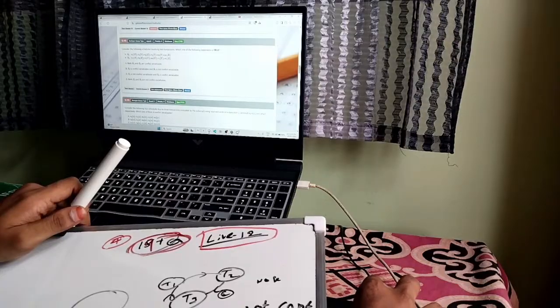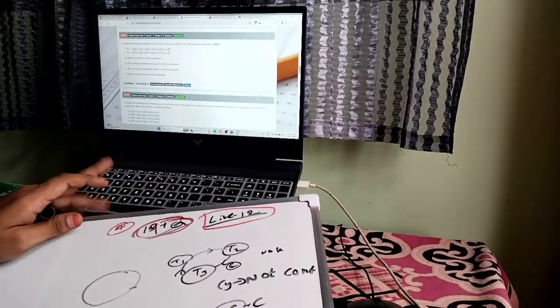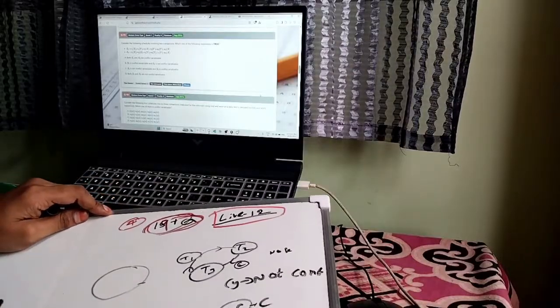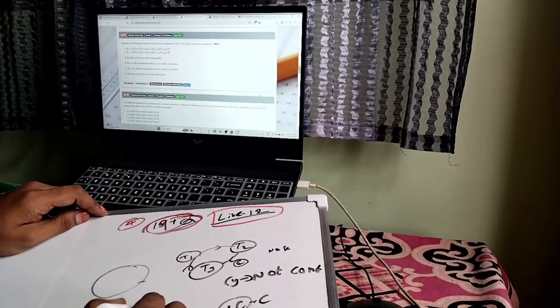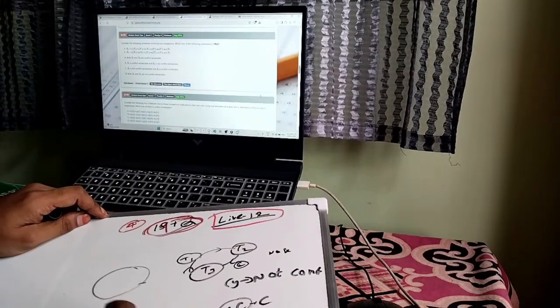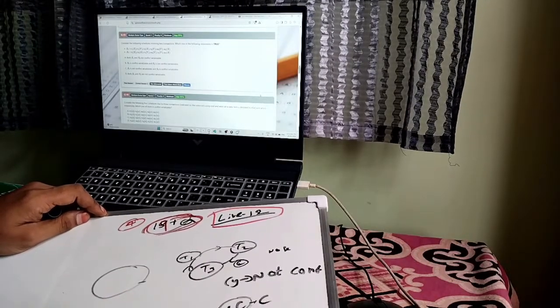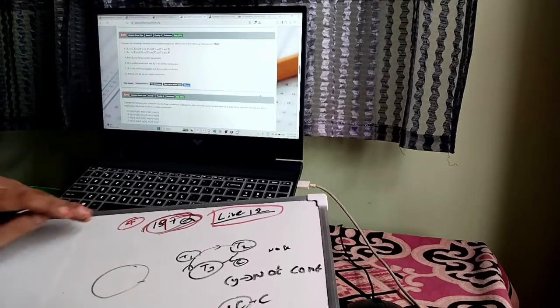Let's do this question again. Let's see if we get the correct answer. Okay, there are three transactions given. The system follows conflict serializability, so no cycle should be present. Cycle should not be present.